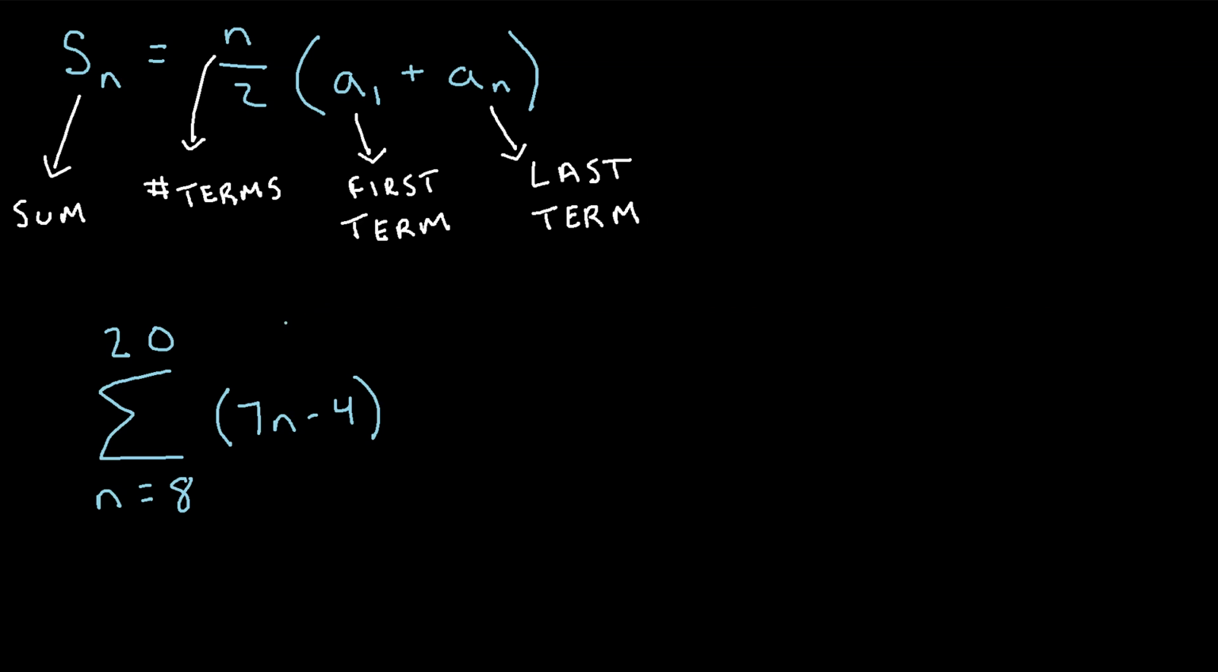All right, let's try one more example. Let's say we have the sum from n is equal to 8 to n is equal to 20 of the following equation, 7n minus 4. How can we figure out the sum of this series? Well, first we need to identify what n is.